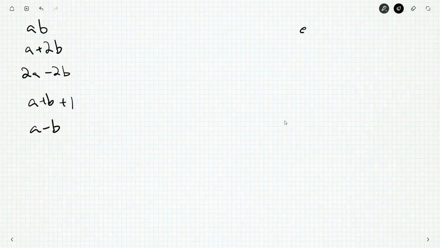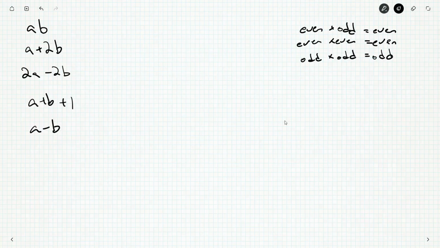Things to note: an even number times an odd number is always even. Okay, we can fill this out. Even times even is always even, and odd times odd is always odd. Okay, try this. Pick any odd numbers, multiply them together, you'll get an odd number. Okay, 2 is an even number. This is going to be important for our calculations here.